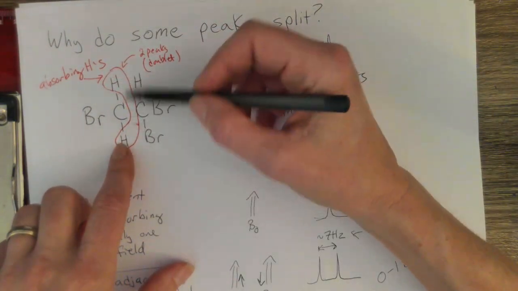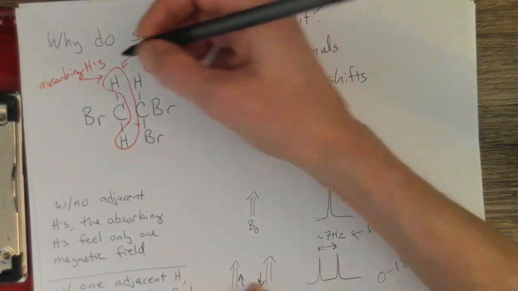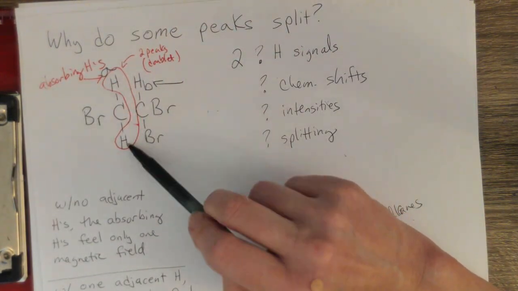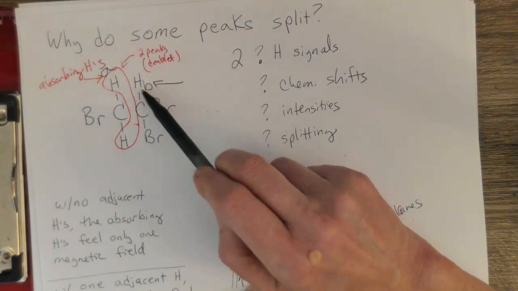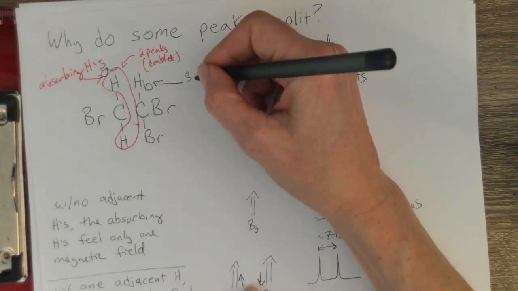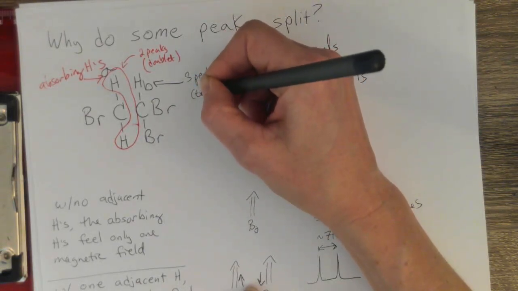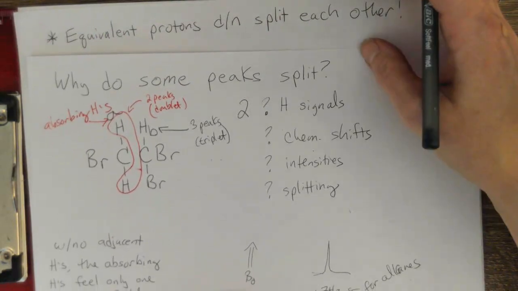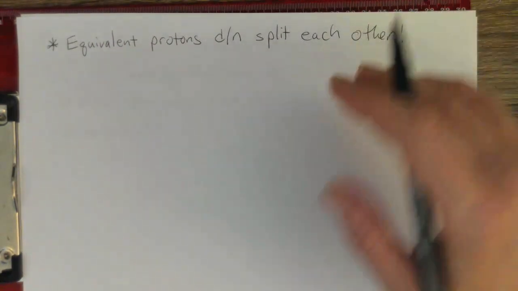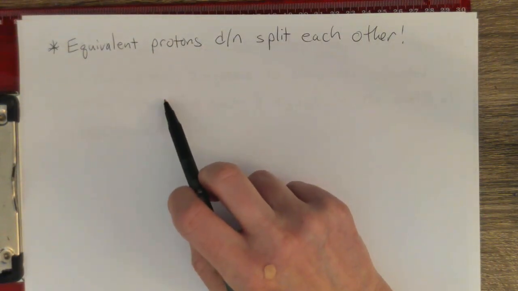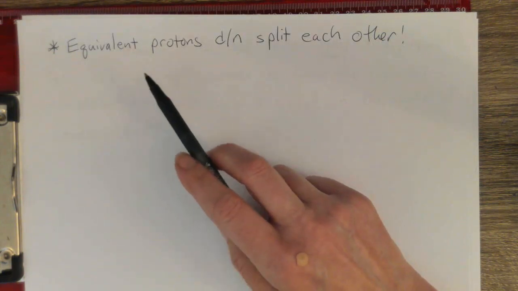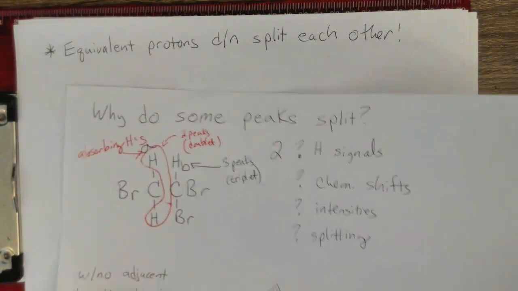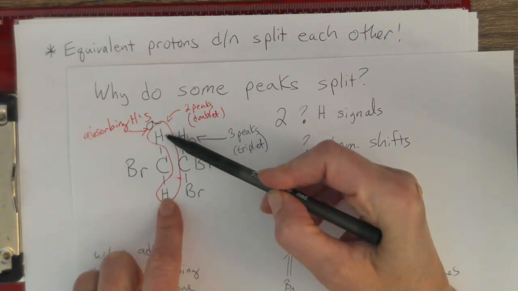So we know this signal here is going to be split into a doublet. What about this signal here? If this is environment A and this is environment B, how do we expect B to be split? Well, it has two neighboring protons that are in a different environment from it. So 2 plus 1 is 3, so we see 3 peaks, or a triplet. Okay. We're going to do some more examples of this, and we're going to learn how to draw splitting diagrams. Just a reminder, and I know I keep saying this over and over again, that's just because I can't say it enough: equivalent protons do not split each other. So in our example up here, this proton is equivalent to this one, so they can't split each other.